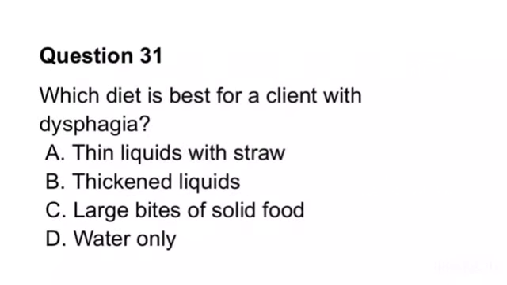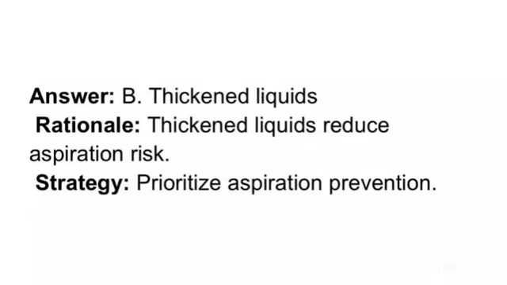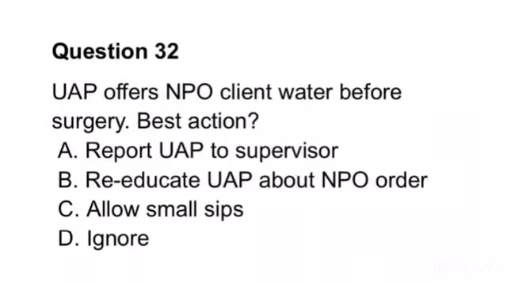Question 31. Which diet is best for a client with dysphagia? A. Thin liquids with straw. B. Thickened liquids. C. Large bites of solid food. D. Water only. Answer: B. Thickened liquids. Rationale: thickened liquids reduce aspiration risk. Strategy: prioritize aspiration prevention.